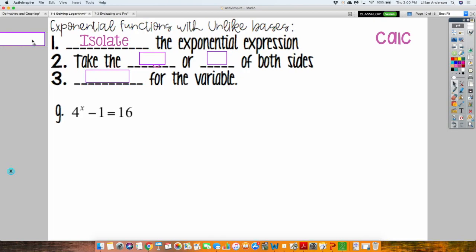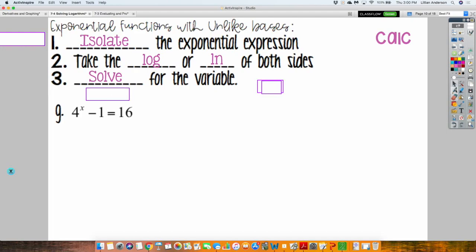Then you want to take the log or the ln of both sides. It doesn't matter which one you take if it's just regular numbers. Okay? There are certain situations where you have to use ln and not log. If you want to just keep it consistent, then just take the ln of both sides. You get the same answer whether you use log or ln. Okay? And then the last step is to what you think. Solve for the variable. Okay? So we're going to solve for the variable.